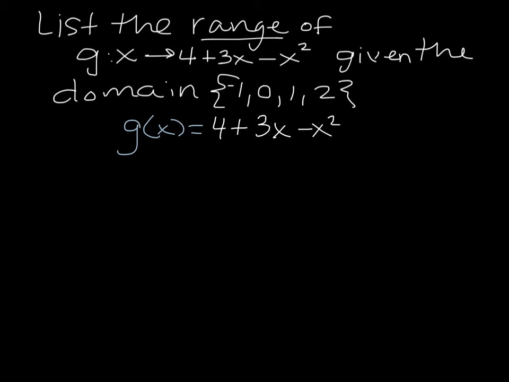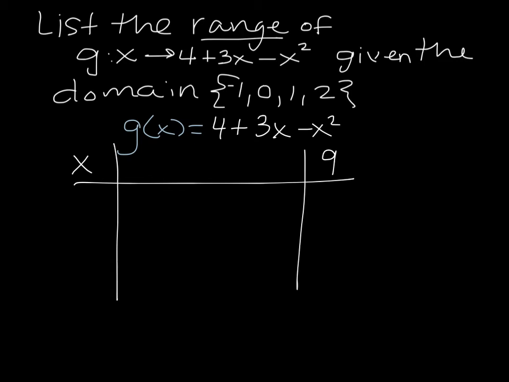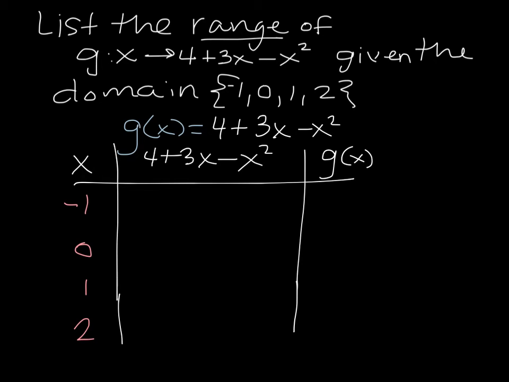Okay? Then I'm going to make an input-output table. I'm going to have my values of x, and my output then is g of x. Okay? And then this work in the middle is just where I'm recording the plug-in process. Okay, so now the values that I got for the domain, I'll list on the side here. And I'll plug each one of these numbers into the equation there and get the output values.